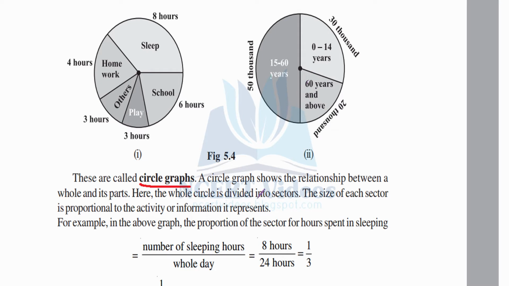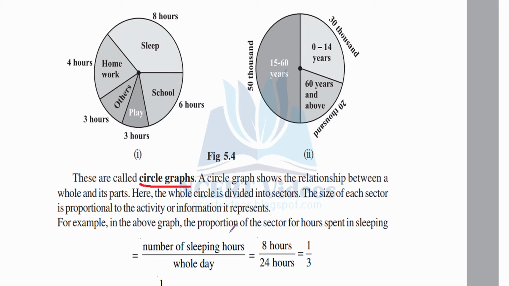Here, the whole circle is divided into sectors. So these chunks or pies are called sectors. The size of each sector is proportional to the activity or information it represents. Here, the size of this chunk or this pie is greater as compared to other sectors because the activity of sleeping is taking 8 hours, that is the maximum amount of hours of a day. Therefore, the bigger the sector, the bigger is the activity.